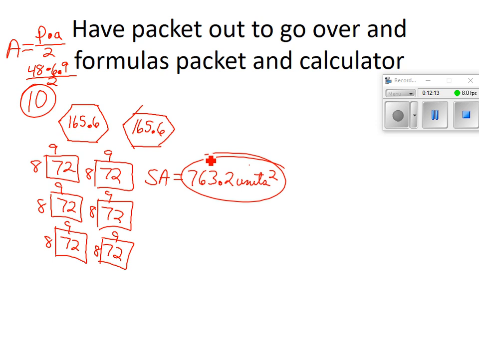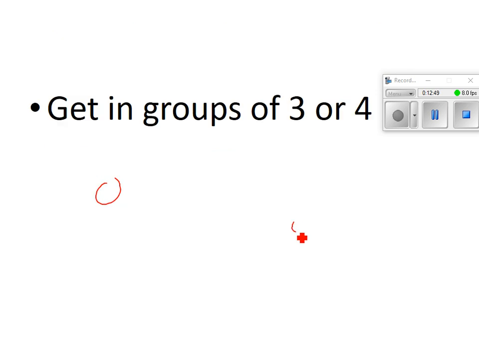Volume, is volume difficult? What do you do to find the volume? 165.6, where'd that come from? That's the area of the base. This is a base of the entire prism, right? So we use that times the height, which is just the thickness of the shape. What was the height this time? How far was it from one hexagon to the other one? 9. Everybody agree with that? Multiply that, what do you get? 1,490.4.